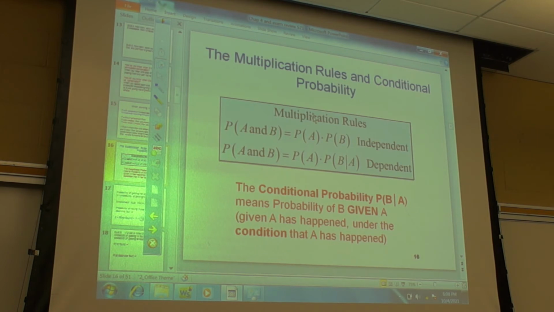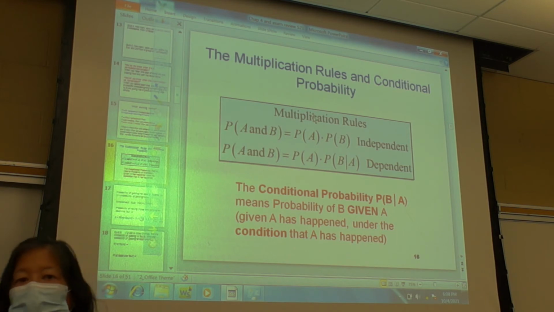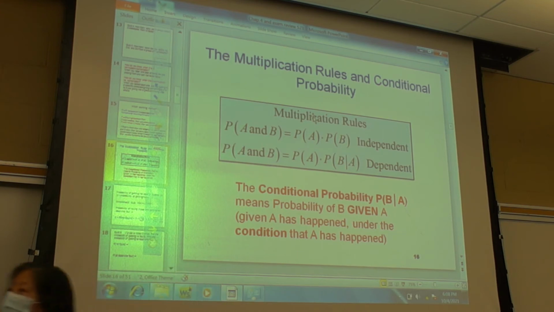All right, so the multiplication rules and conditional probability. So remember, multiplication is ands, right? So first of all, ors. Ors we add. Let's do this way. I go to the Warriors game, and at the halftime show, they pick me and they say, okay, you can win the Steph Curry shirt if you shoot a free throw and make a free throw. Okay, so there's that probability.